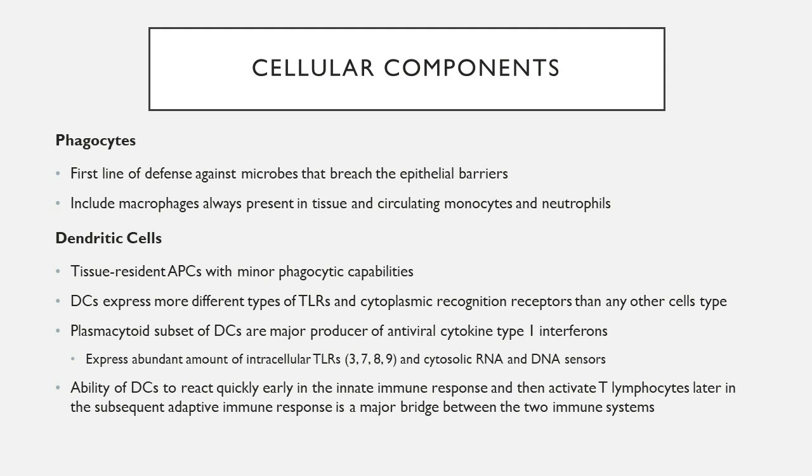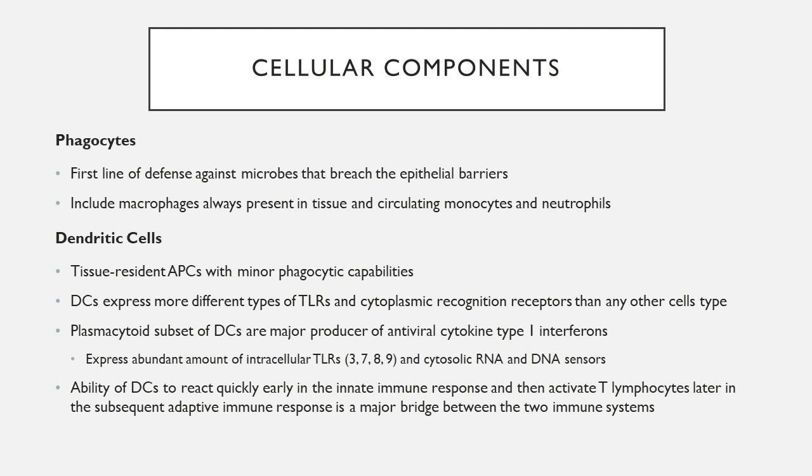So the first phagocyte I want to talk about is my favorite phagocyte, the dendritic cells. These are often called the brains of the immune system for a number of reasons, some of which we'll talk about today, and others we'll get into in later chapters. These can be tissue-resident antigen-presenting cells that do have minor phagocytic capabilities, which means they are capable of eating cells, but not necessarily for the direct purpose of eliminating the microbes. It's really for a way of processing the microbes so they can present those antigens. Another reason why they're so special is that they express more different types of toll-like receptors and cytoplasmic recognition receptors than any other type of cell. So it really highlights their diversity.